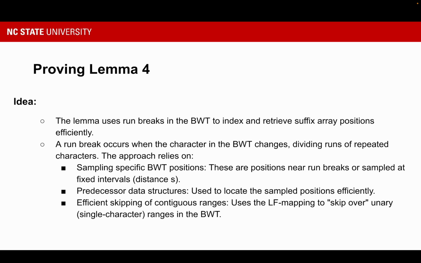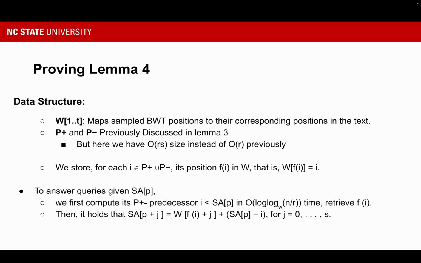Again, we have something called skipping of contiguous ranges. We use LF mapping to skip contiguous or unary ranges in the BWT. LF mapping is something that we also stated as a prerequisite for this. So there are two data structures that we use. Like I mentioned, the second data structure is P plus and P minus. We have O of r s size instead of O of r that was used previously. So that is one of the main points of discussion here.